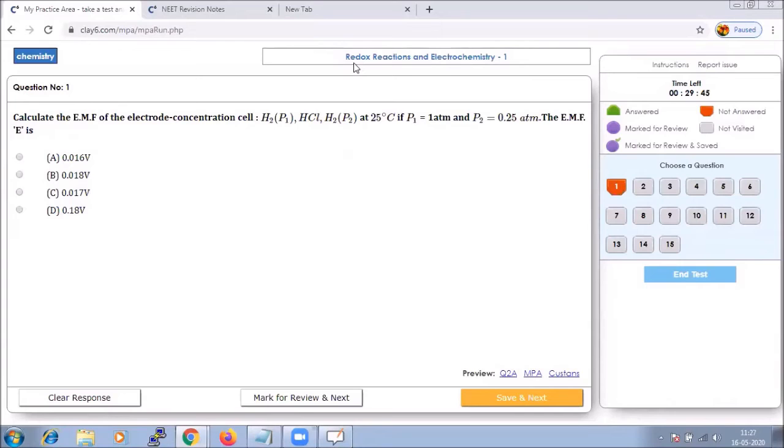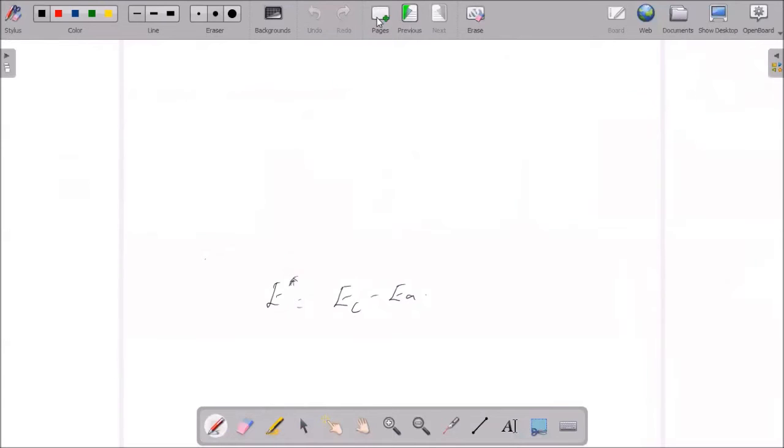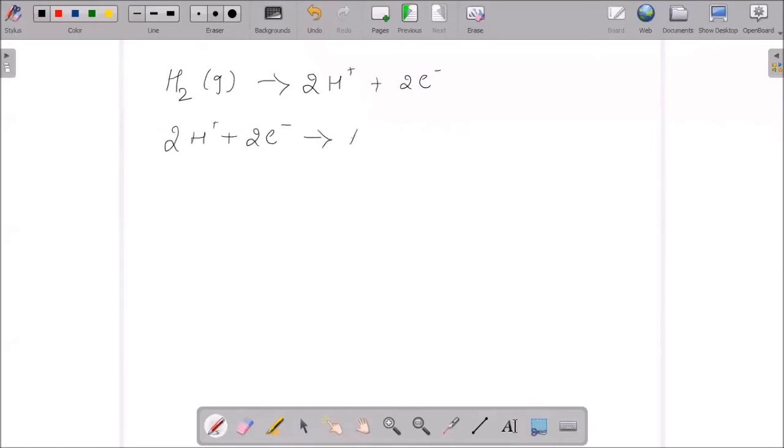The first question says to calculate the EMF of the electrode concentration cell they have given. So when they give the concentration, we can write two reactions for it, that is, the half cells. On the left hand side, H2 gives 2H+ plus 2 electrons. And on the right hand side, 2H+ plus 2 electrons gives H2.